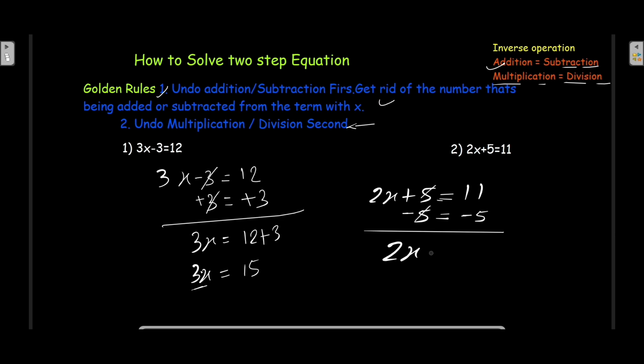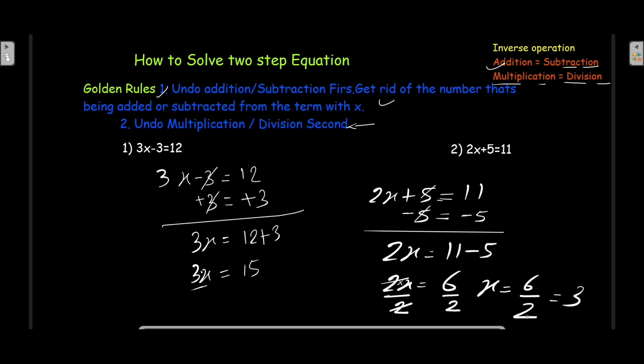So 2x is equal to 11 minus 5, which gives us 6. So 2 times x is equal to 6. To undo this 2, we have to divide the equation by 2, and we do the same to the other side, dividing 6 by 2. So 2 and 2 are cancelled out. x is equal to 6 over 2, which gives us 3.